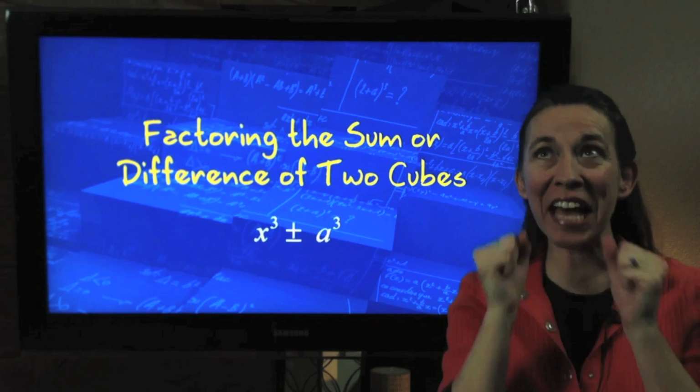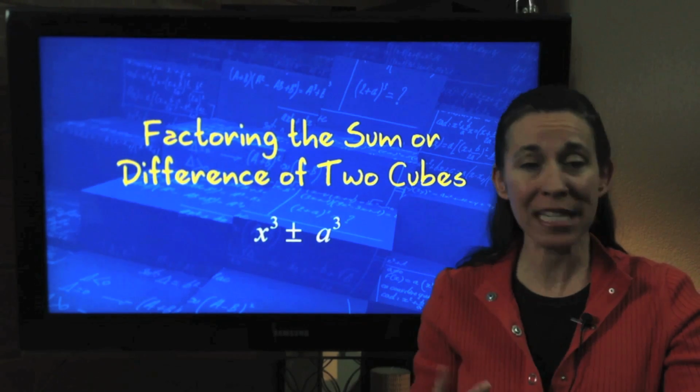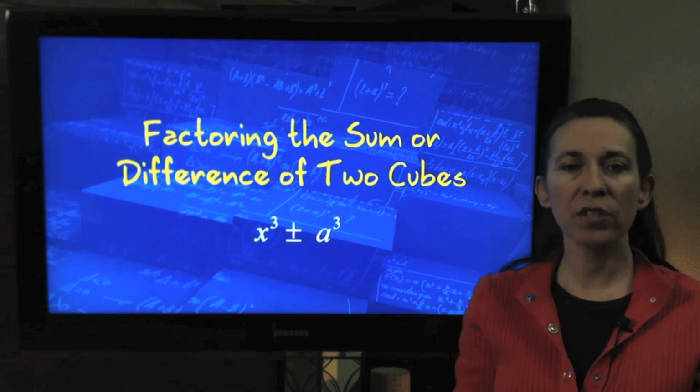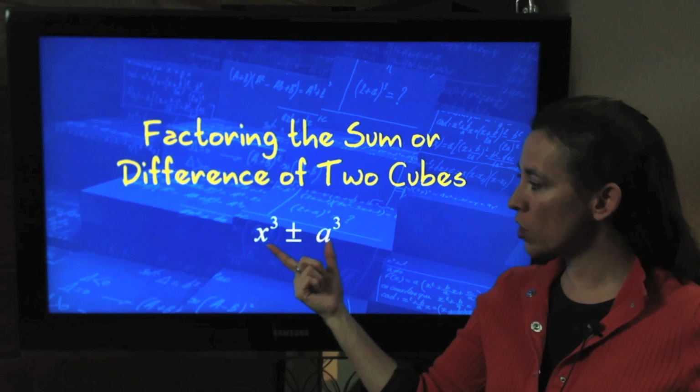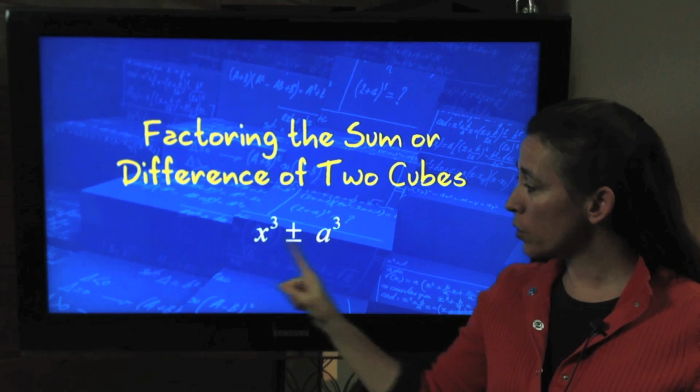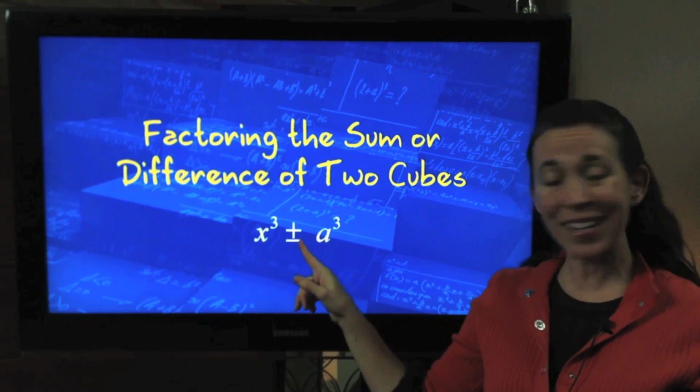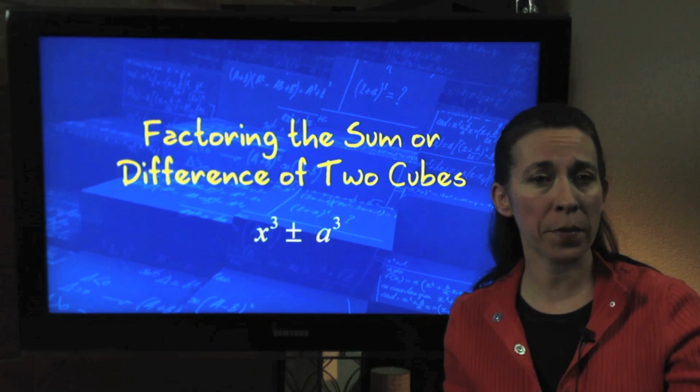Hi, welcome to the last video that we're doing on factoring. This one is on factoring the sum or difference of two cubes. This is kind of a generic form here. You've got two terms here, both being cubed, and it doesn't matter if it's addition or subtraction.